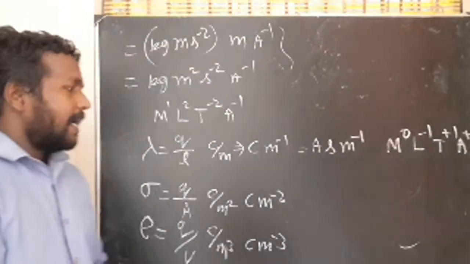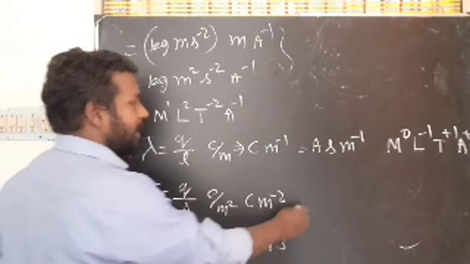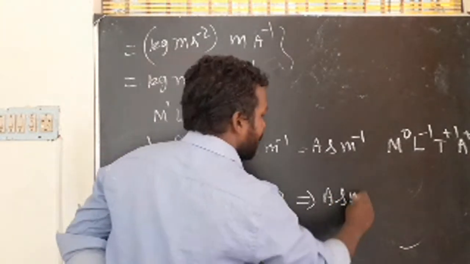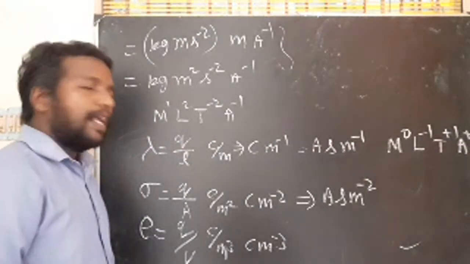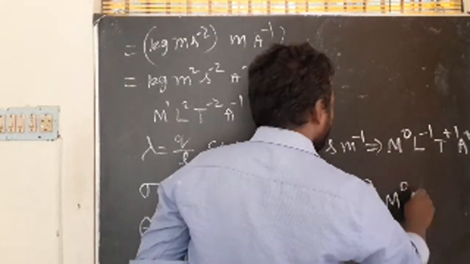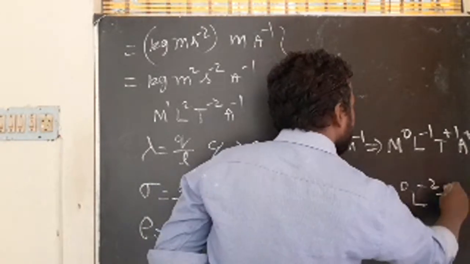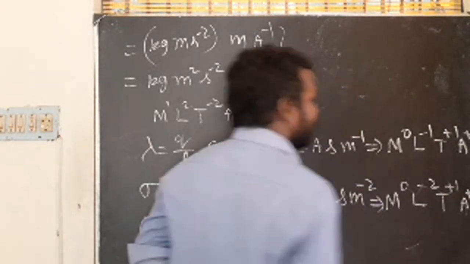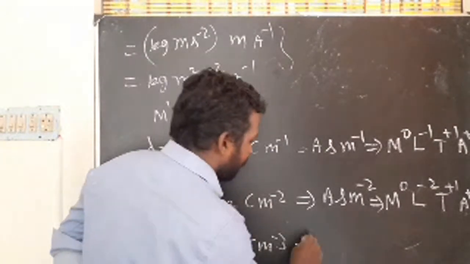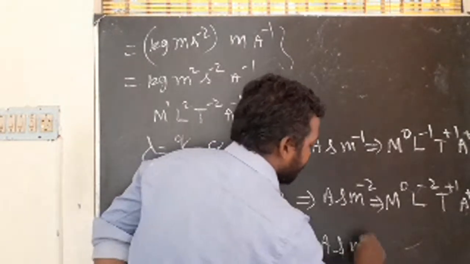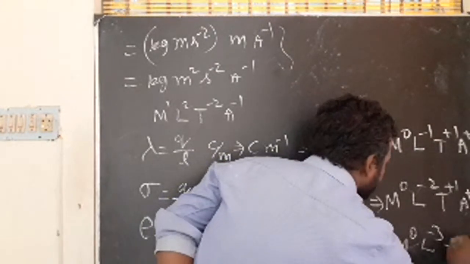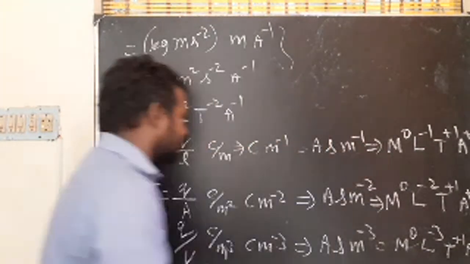Next, charge density per unit area. Coulombs we can write as ampere into second, meter minus 2. Now the dimensional formula: M power 0, L power minus 2, T power plus 1, ampere power plus 1. That is charge density per unit area. Next one, charge density per unit volume: ampere second meter minus 3. So M power 0, L power minus 3, T power plus 1, ampere power plus 1. This is charge density per unit volume.